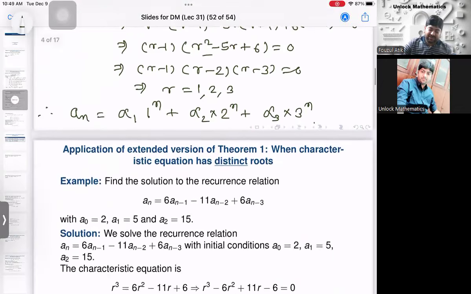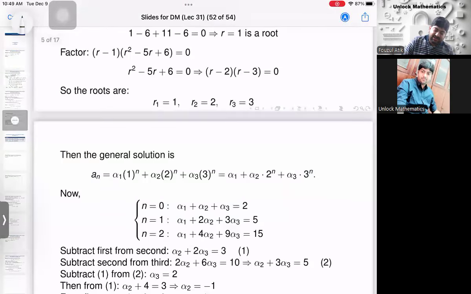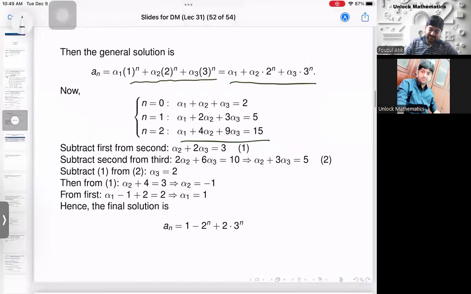I have the solution here already. This is our general solution, alpha 1 into 1 to the power n, alpha 2 into 2 to the power n, alpha 3 into 3 to the power n, where alpha 1, alpha 2, alpha 3 are unknown. Now we know the initial values; put n equal to 0, 1, and 2. You get three equations, and solving them you get alpha 1 is 1, alpha 2 is minus 1, alpha 3 is 2. So the final solution is a_n equal to 1 minus 2 to the power n plus 2 into 3 to the power n.